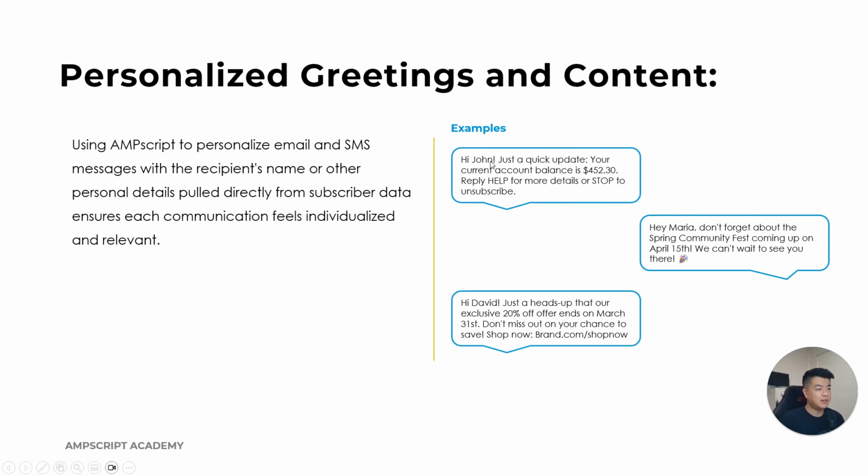So, John here is going to be a dynamic variable, the dynamic first name, and this current account balance as well. This will be something that's retrieved from your customer data, your data extension, right? So again, using AMPscript to populate that, really personalize the message.